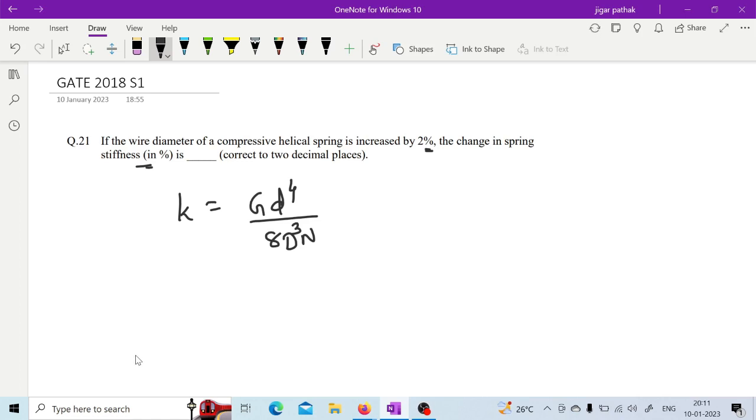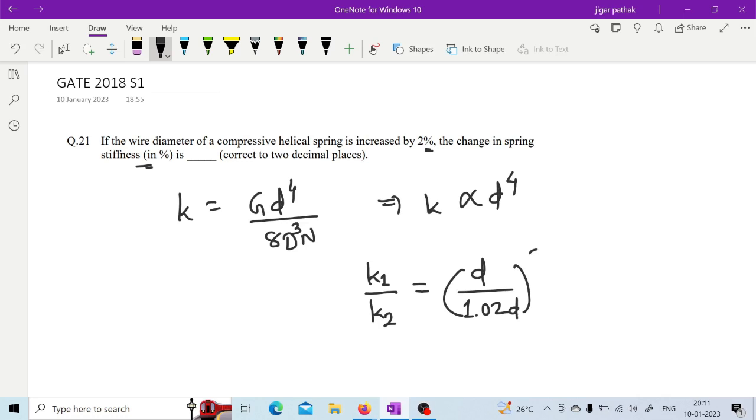From this you can write that K is proportional to d raised to 4. What they have asked is to increase the wire diameter by 2%. So if you go K1 by K2, then here if it is d, in case of this 2 it is 1.02 d. Here the power is 4. So now from this you will find K2. K2 is 1.02 to the power 4 into K1, correct?